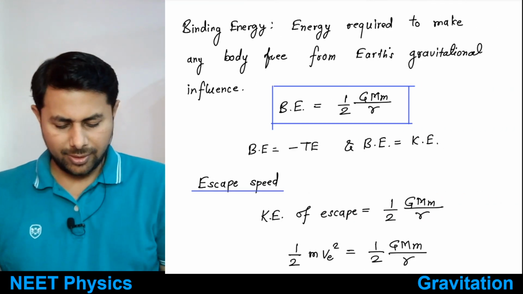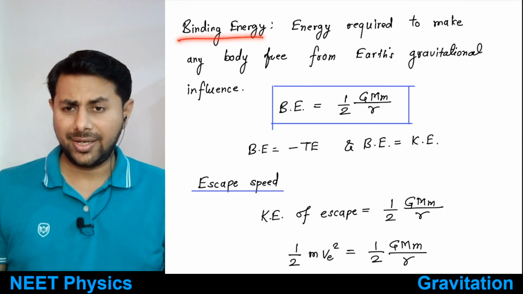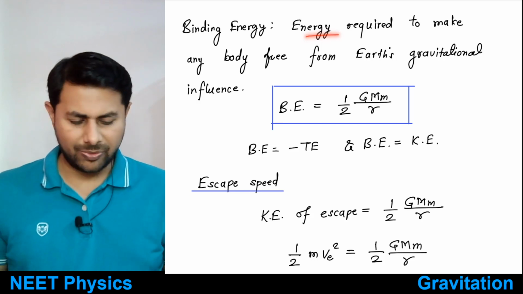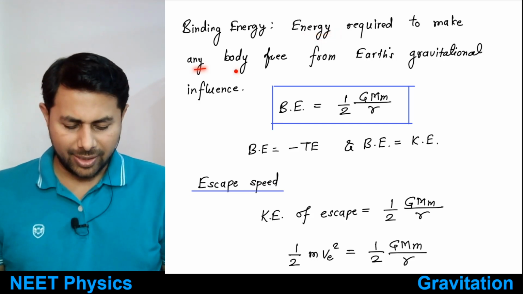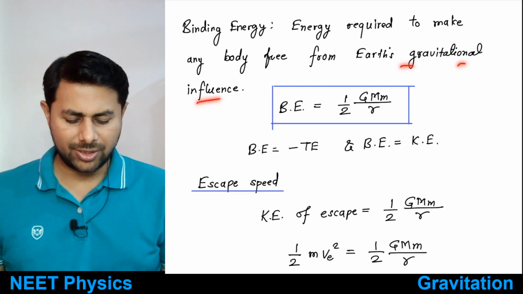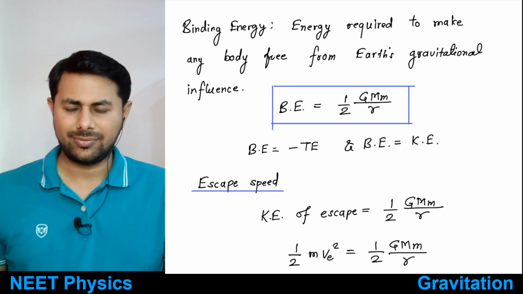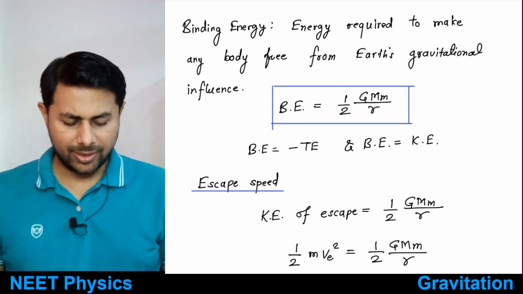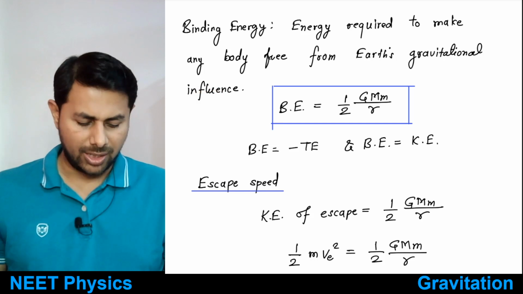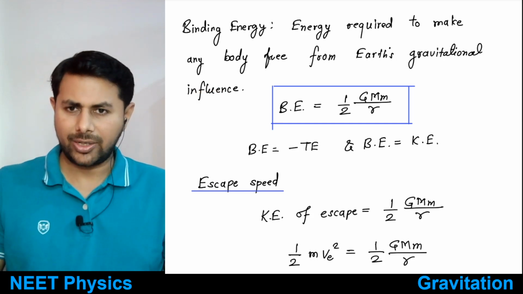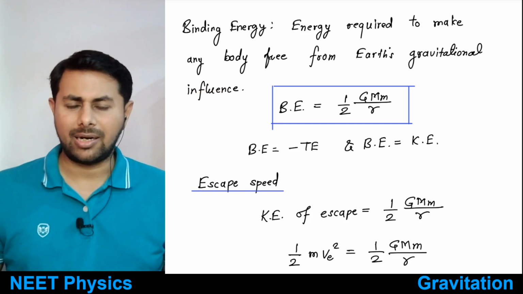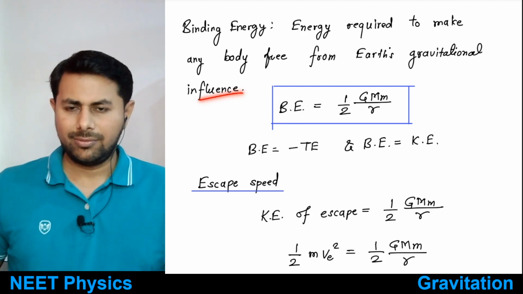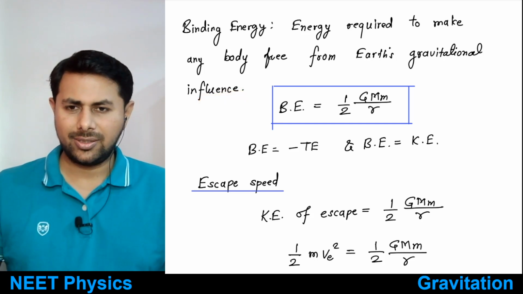Then next is binding energy. What is binding energy? Binding energy is the energy required to make any body free from Earth's gravitational influence. How much energy should you give to a body to make it free from Earth's gravitational influence? Okay, this thing is clear.